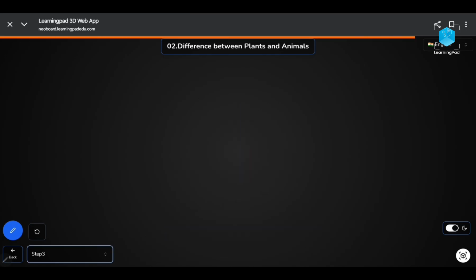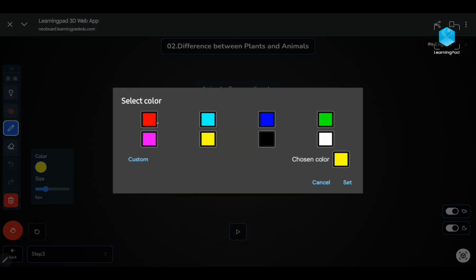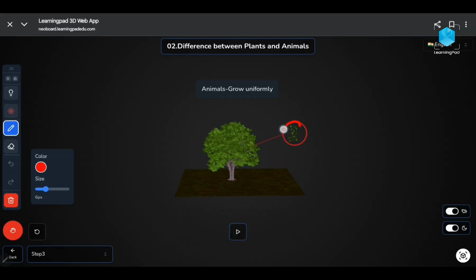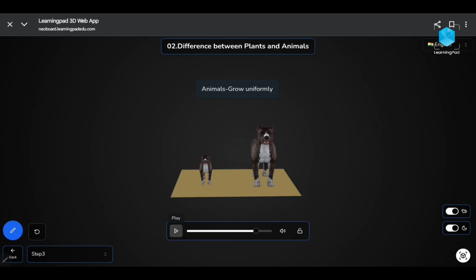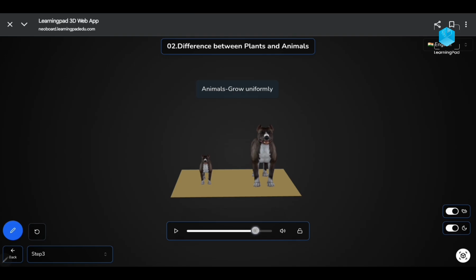The next difference between plants and animals is that growth is uniform in plants. You can see here a tree. You will not see one leaf growing very large in size and another one very small in size. The growth of leaves, or any parts of the plant, is uniform. Whereas in animals growth is not uniform.